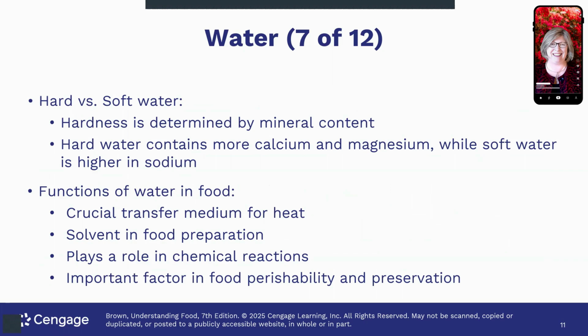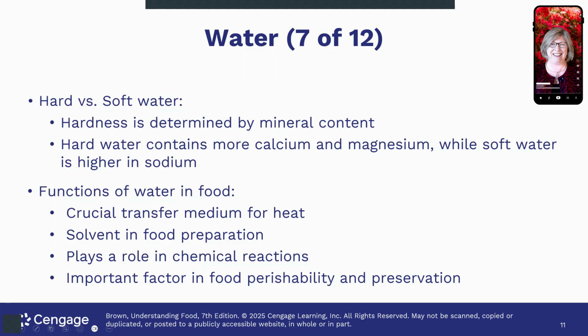You may know this from the area where you live, whether you have hard water or soft water. Hard water will have more calcium and magnesium, while soft water is higher in sodium. Functions of water in food. These are very important in food science.